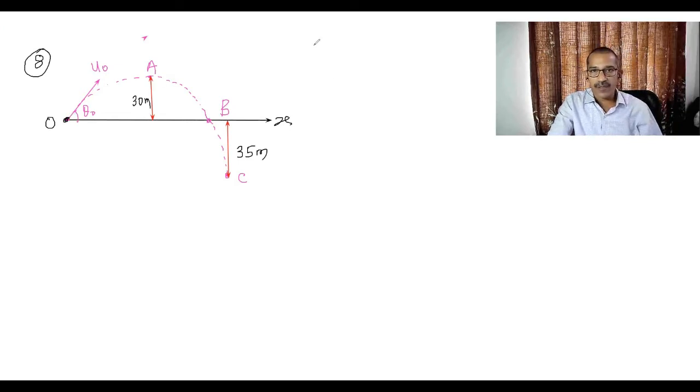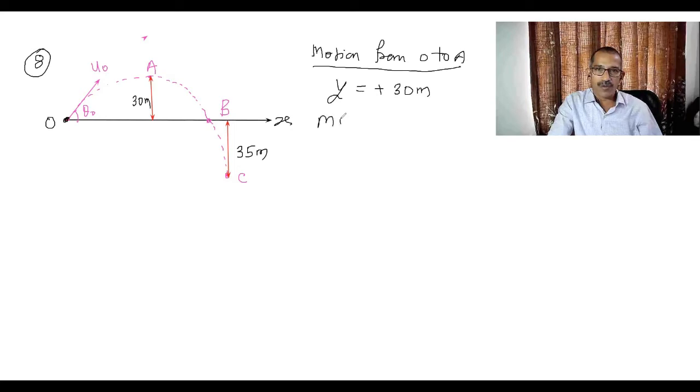Now if we consider motion from O to A, what is the value of y? Point A is above point O. That means as point A is above point O, your y is positive, a positive 30 meter. If we consider motion from O to B, now point B and point O lie on the same horizontal line. Therefore, your y is 0.